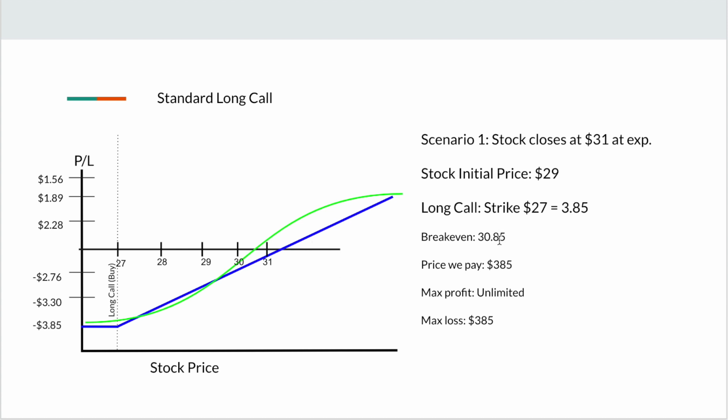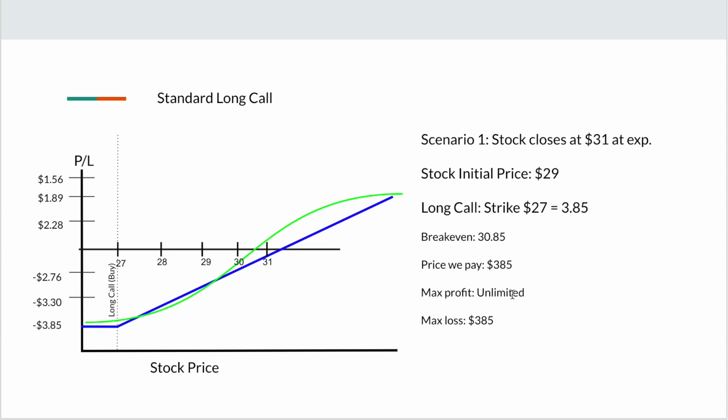Your break-even point, the way you calculate that, is you add 3.85 to the strike price, so that equals $30.85. So at expiration, when the day comes, your break-even point is $30.85. You need the stock to move up $1.85. That way you can literally lose zero and gain zero on your stock. At that point, you're only breaking even. You haven't made any money. The amount you paid for that option was $385, as I stated earlier.